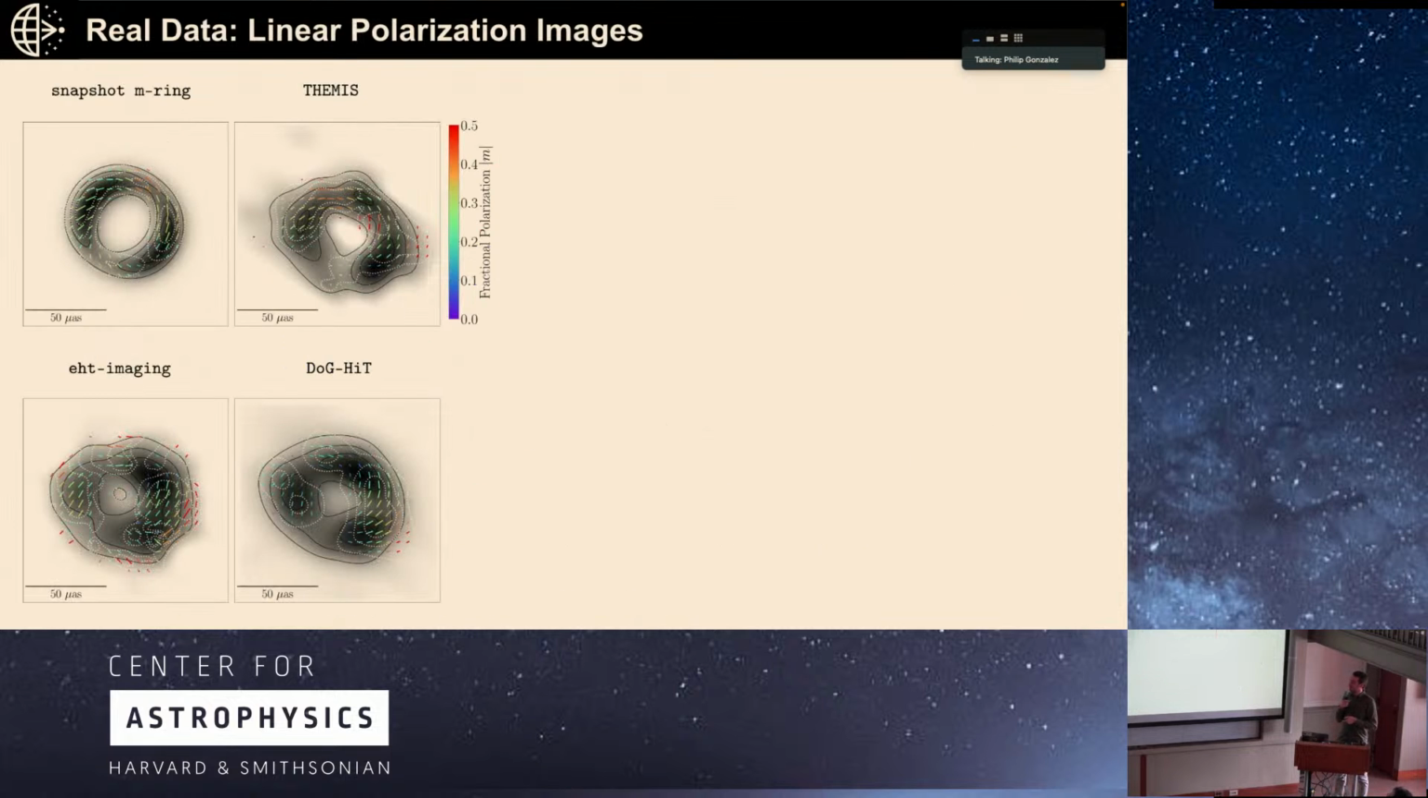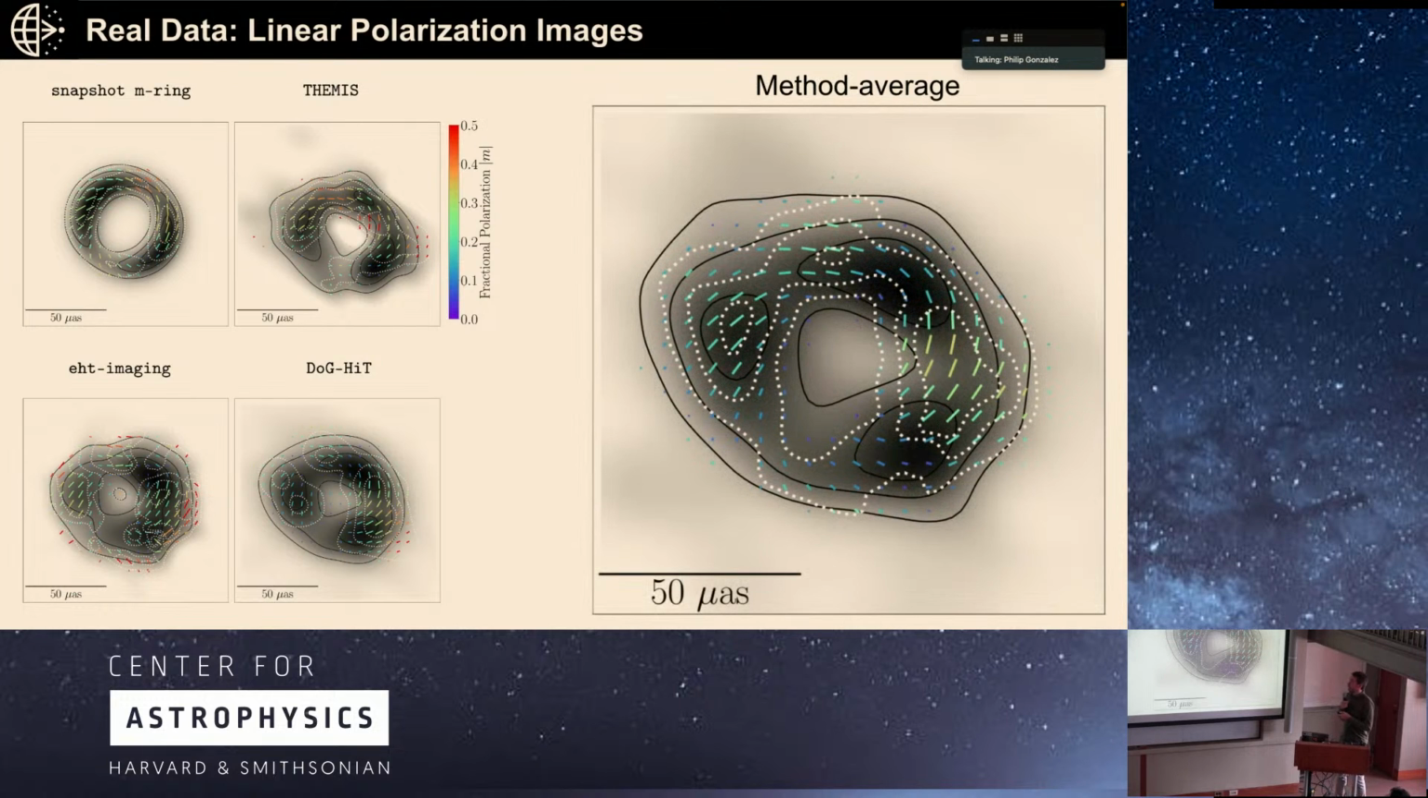So let's look at the images. These are the 4 average images from our different methods. You can see, again, like for the synthetic data test, there are some differences, but on the overall polarization pattern, they agree very well. They all show this twisty and more azimuthal linear polarization pattern for Sagittarius A star. And the image that you've seen is the average image over these 4 methods.